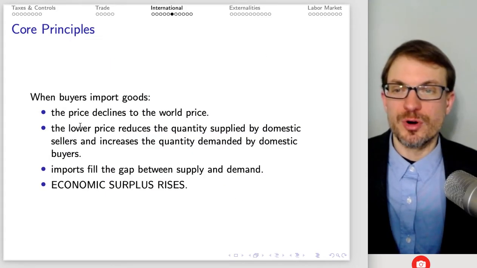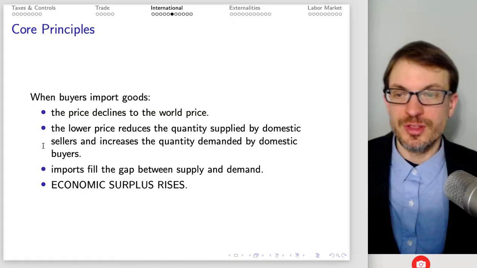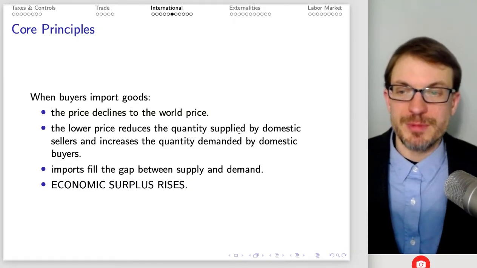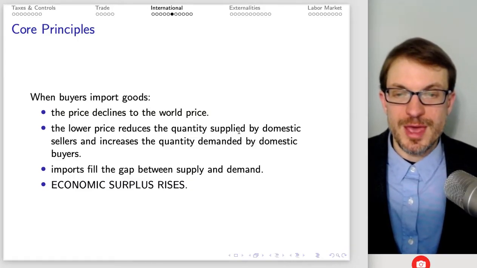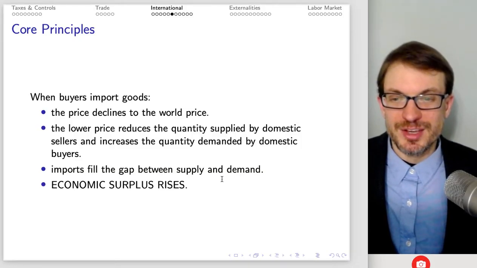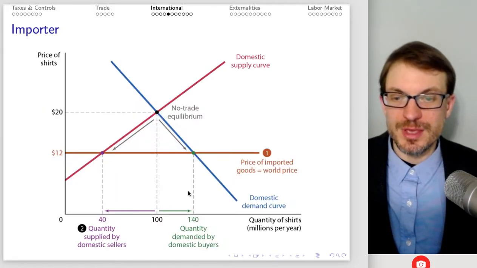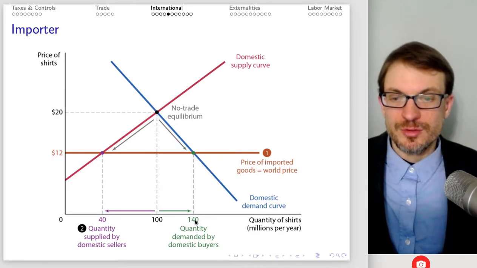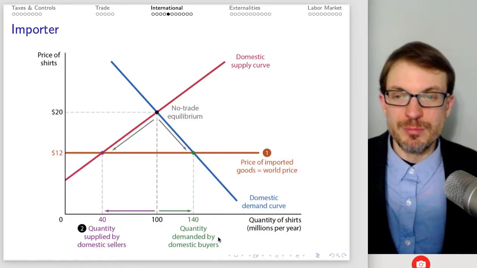All right, when buyers import goods, the price declines to the world price. The lower price reduces the quantity supplied by domestic sellers and increases the quantity demanded by domestic buyers. We went over that. Imports fill the gap between supply and demand, and overall economic surplus rises. The imports are going to be this gap right here. Between 140 and 40, these 100 units are now imports.